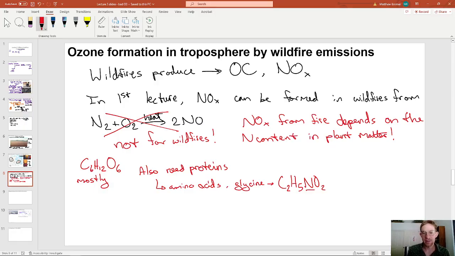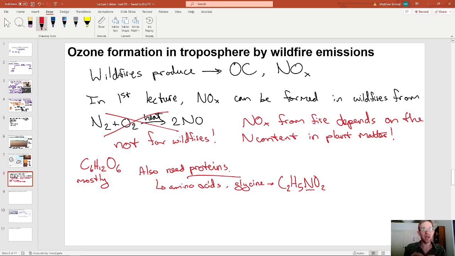Okay, so since plants are living beings and carry out their biochemical processes with enzymes, with proteins, they naturally have some nitrogen content in them. So when we're talking about NOx emissions from wildfires, it's really how much nitrogen is in the plants, or the relative protein content. And we don't need to get into the specifics of what percentage of nitrogen different plants have versus others.